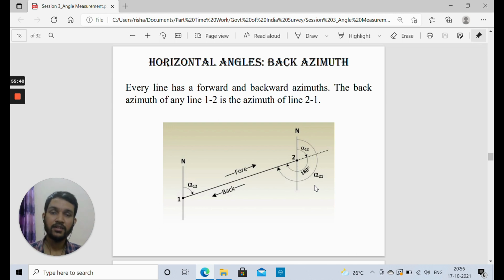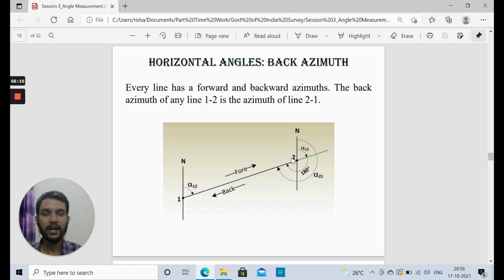Next thing that comes in this series is calculation of back azimuth. What is back azimuth or back angle or back bearing that we are talking about? Suppose for line 1 2 we have calculated the angle. If that angle is alpha 1 2, then the back bearing of line alpha 1 2 will be equal to alpha 2 1. Means if we are measuring from 1 to 2, then for back azimuth we need to measure the same line from 2 to 1. If this is the forward bearing from here to here, then the back bearing will be from 2 to 1. You can see the direction of measurement is shown.